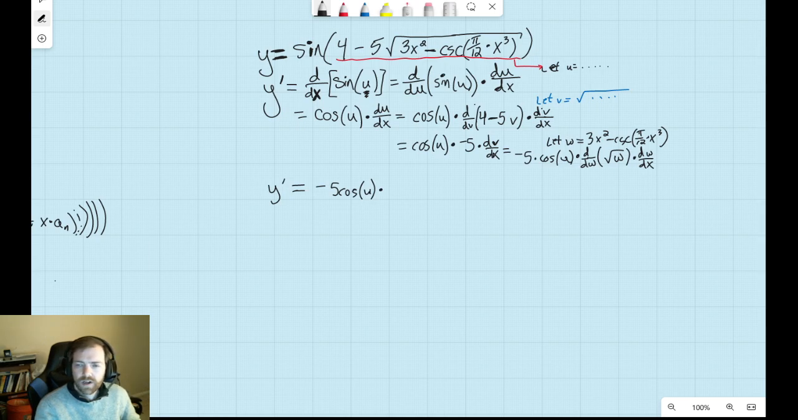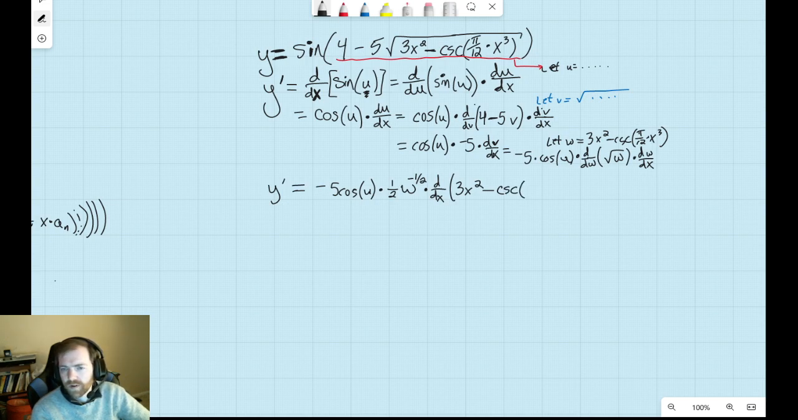Okay, so our d dw of the square root of w is going to be, this is w to the 1/2, so we drop our exponent down, and that is now times w to the negative 1/2 times d dx of 3x squared minus the cosecant of pi over 12 x cubed.